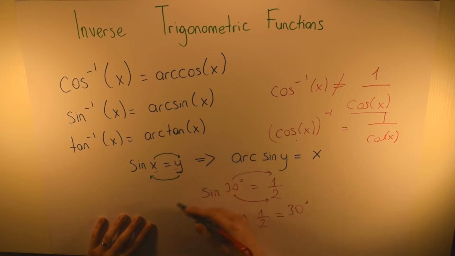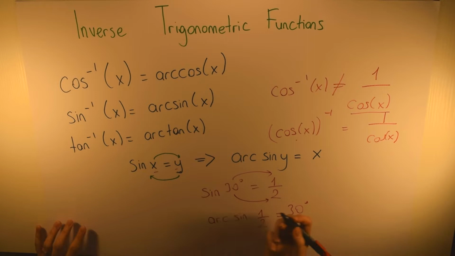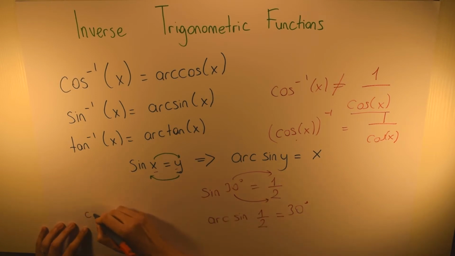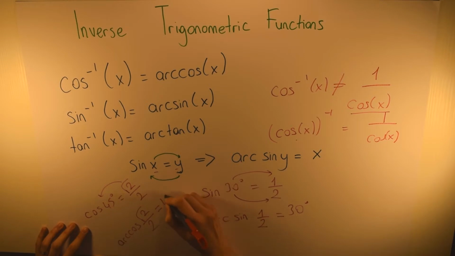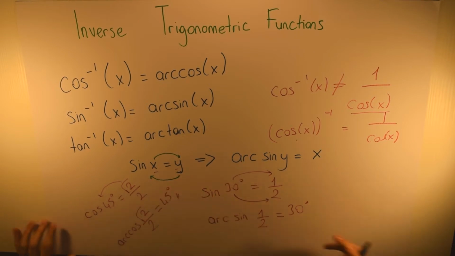This is also the same for cosine. Let's say we have cosine 45 degrees, right? This is equal to square root of 2 over 2, right? So how do we find the inverse of this? It is equal to arc cosine. We put this value here, square root of 2 over 2, which is equal to 45 degrees.